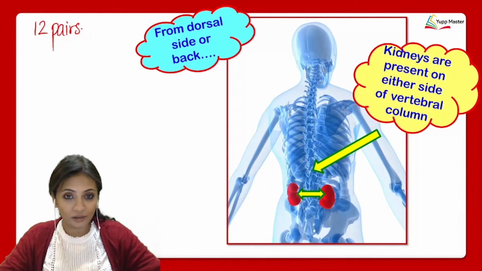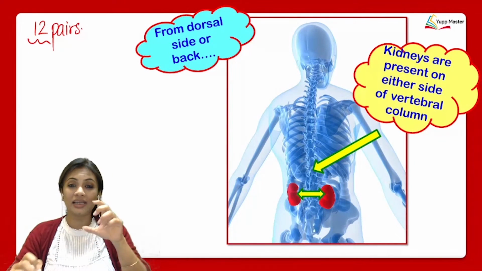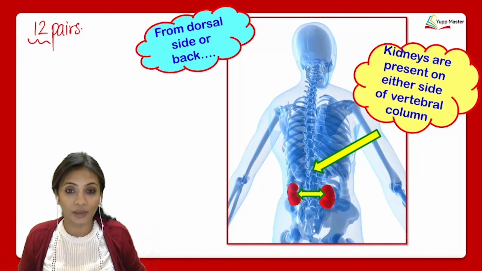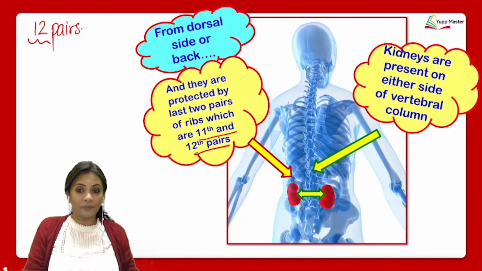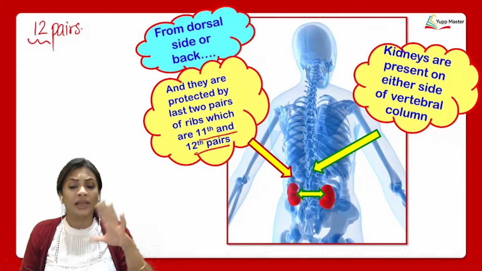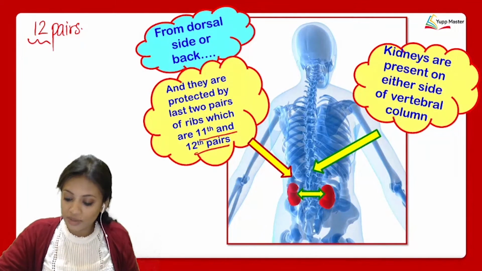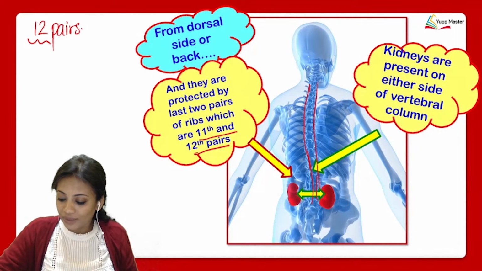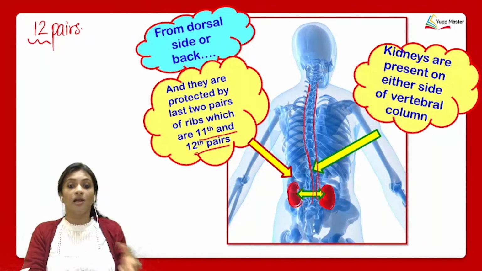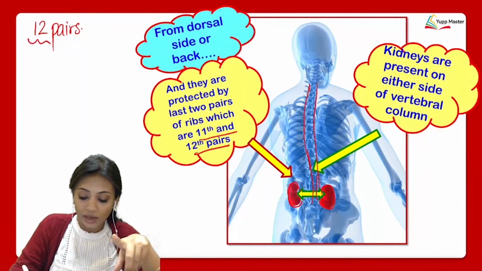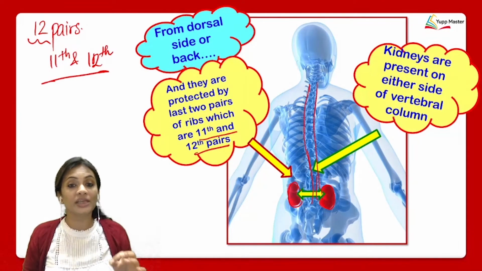So we see here that the kidneys are going to be protected by the 11th and the 12th pairs of ribs. From the dorsal side, or back side, they are protected by the 11th and 12th pairs. Here we also see the kidneys are located on either side of the vertebral column, one kidney on one side and the other on the other side. Which ribs are protecting them? It is the 11th and the 12th ribs.